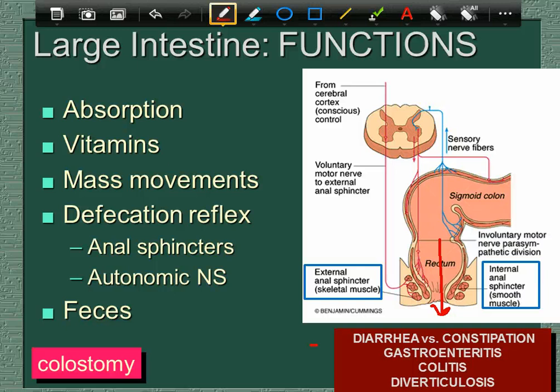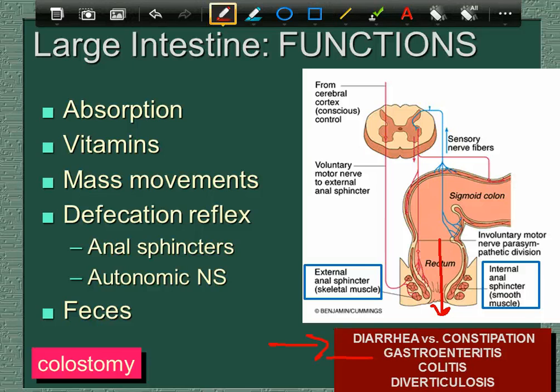Now, some problems. Diarrhea versus constipation has to do with the amount of water absorption, too much, too little, into the blood. And what determines water absorption is the peristaltic rate. Slow peristaltic rate, that is, feces going through the large intestine too slowly, too much water absorbed, too little water left in the feces. Feces are hard and brittle, and it's hard to get out, and that's constipation. And the flip side is diarrhea.